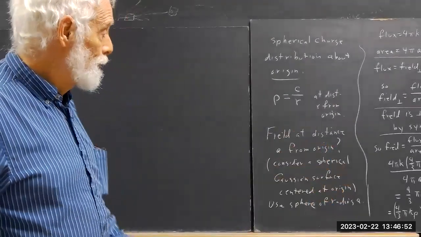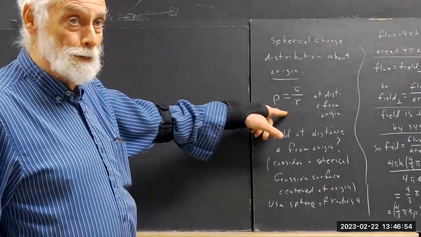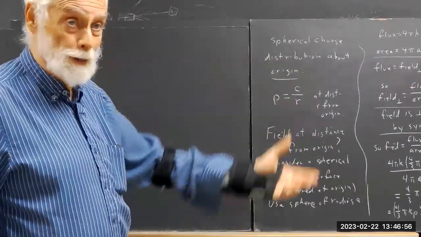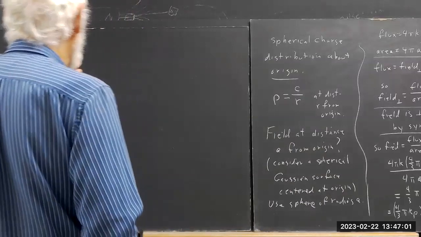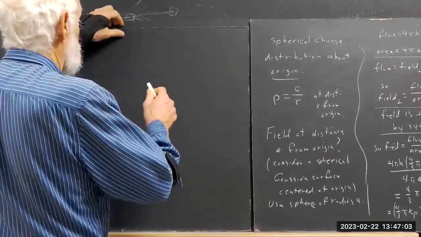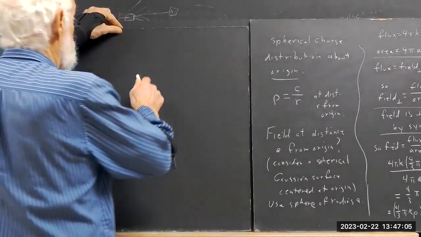Get the charge. You don't have a constant charge density, so we can't just multiply the charge density by the volume. That won't work. Well, here's how we're going to set it up. We've got a short time and I have to do this kind of quickly.